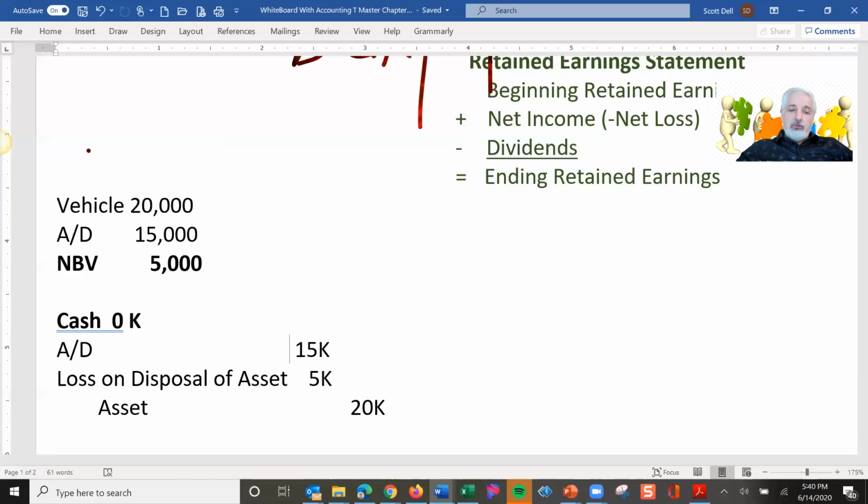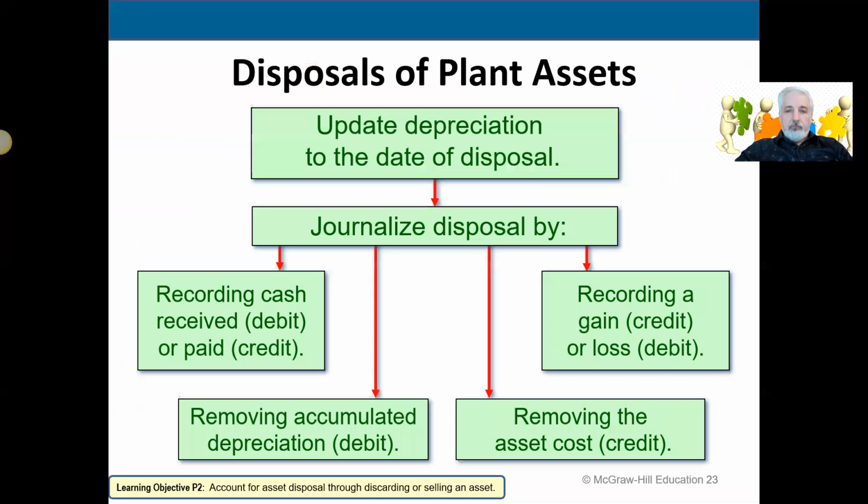And if we get cash, we've got to calculate the difference between the debits and the credits. And whatever that is, if it's a debit, it's a loss. And if it's a credit, it's a gain. So record disposal, gain, loss, and we remove the asset from the books. It's no longer there. We no longer have it. We just totaled it. We sold it, whatever happened to it.